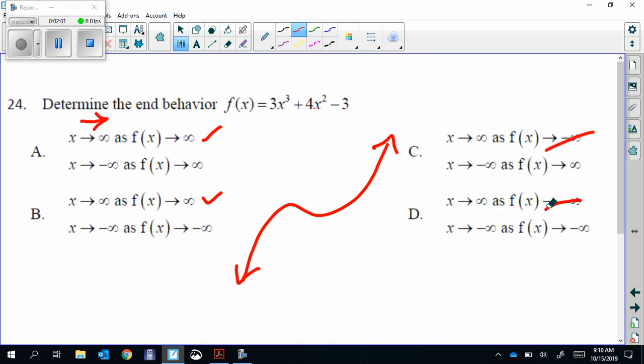These are wrong. As x goes to negative infinity, that would be the left side. This is negative infinity side to the left. The arrow's going down, which is negative infinity. So we already eliminated C and D. So between these two, as x goes to negative infinity, the left side, we're looking at the function going down to negative infinity.